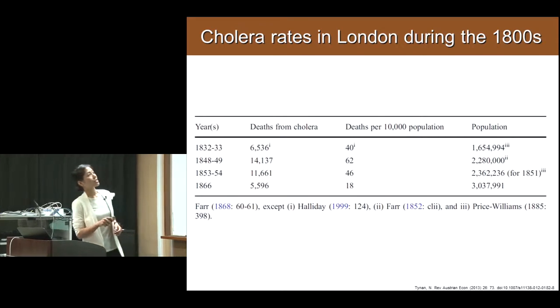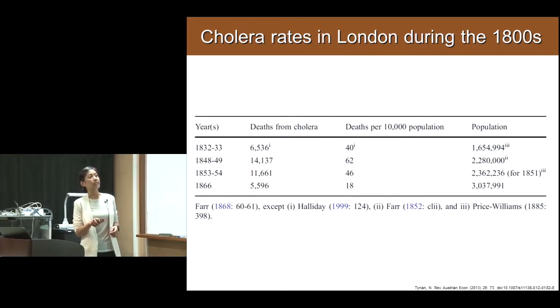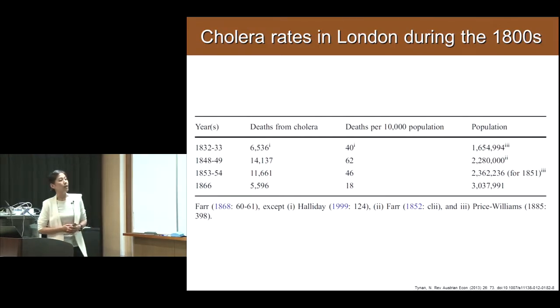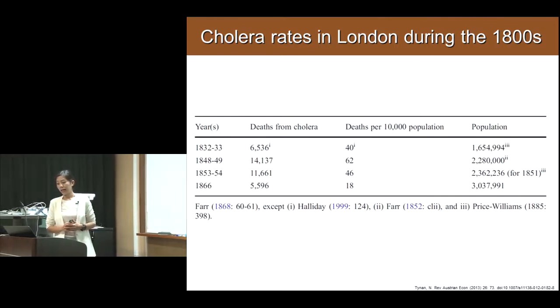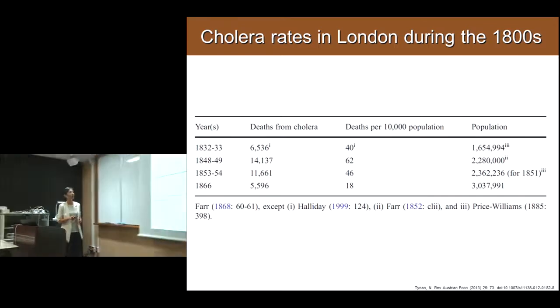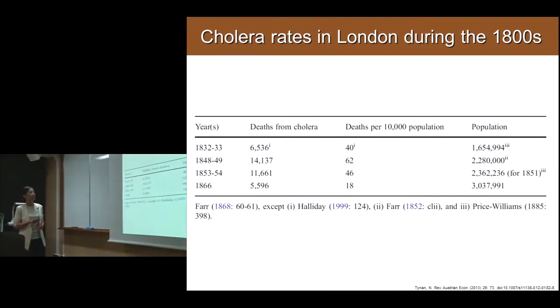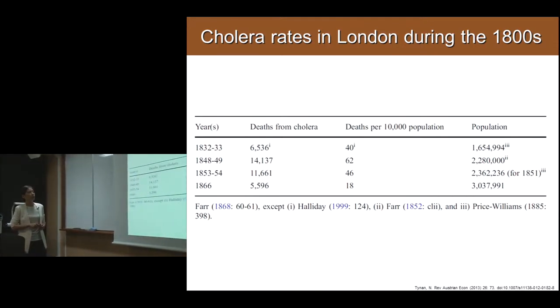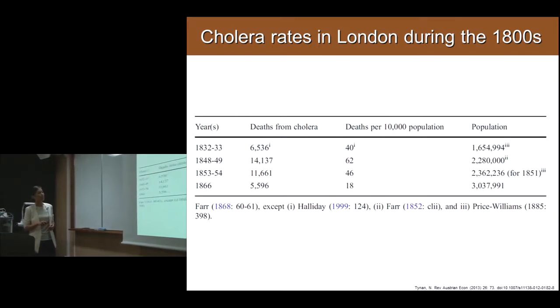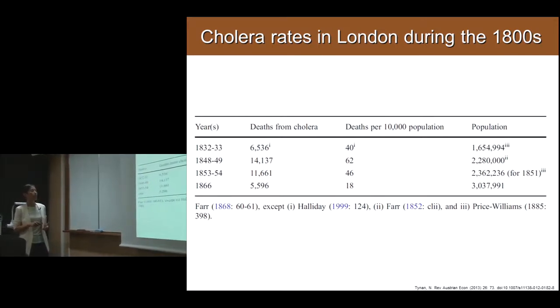And the table here shows the cholera rates in London during the 1800s. There were four major episodes of cholera outbreak. Approximately 16,500 deaths in 1832 to 33, 14,000 deaths in 1848 and 49, 11,000 deaths in 1853 to 54, and 5,500 deaths in 1866.